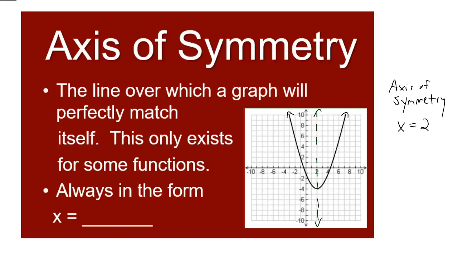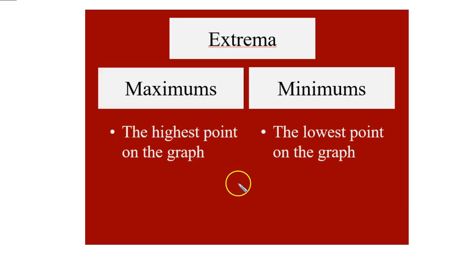Easy peasy, lemon squeezy. Another term that you may or may not know, I'm not sure, is extrema. And extrema is basically a fancy-pantsy Mathanese word for maximums and minimums. And at this point, we're going to just talk about maximums as the highest point on the graph and minimums as the lowest point on the graph. So if I have a parabola that looks like this, there's going to be a minimum. The extrema is going to be a minimum. And if I have a parabola that's open down, then the extrema is going to be a maximum.